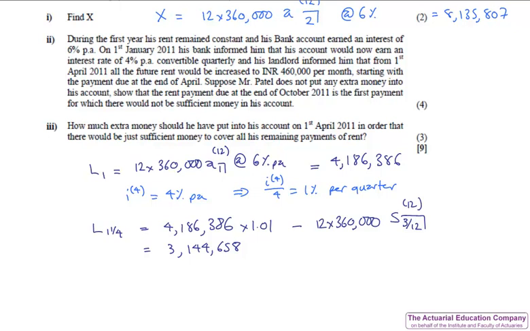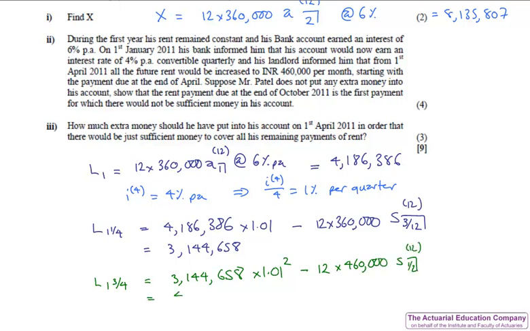The easiest way of doing this is work out how much money we have at the end of the previous month, i.e. at the end of September 2011, which is in 6 months' time, and then show that this is less than the rental payment of 460,000. So the loan outstanding after a further 6 months, so end of September 2011, will be the loan outstanding that we had at April. We've got 6 months worth of interest, which is half a year or 2 quarters, so that's 1% for 2 quarters. Then we're going to take away our rental payments, which are now 460,000, and that's for half a year.